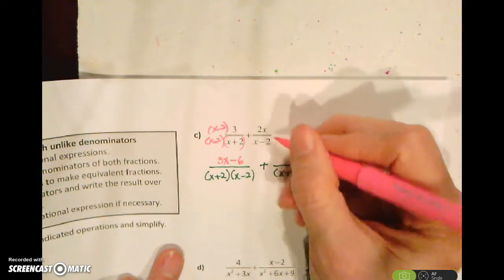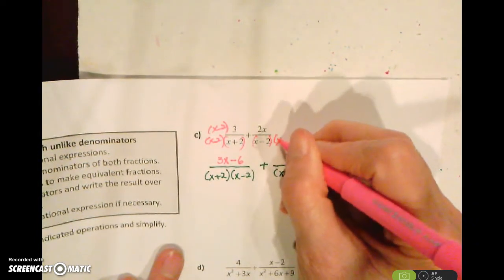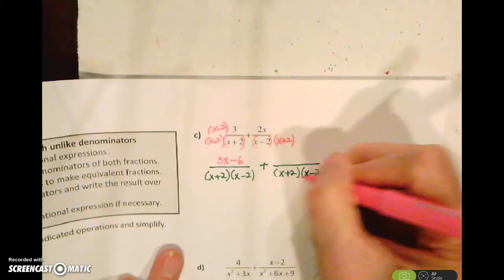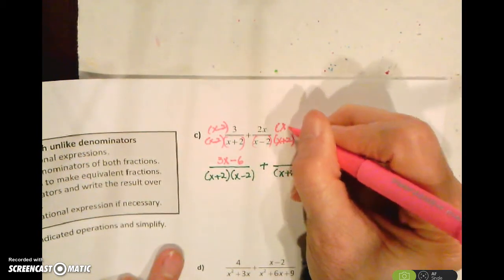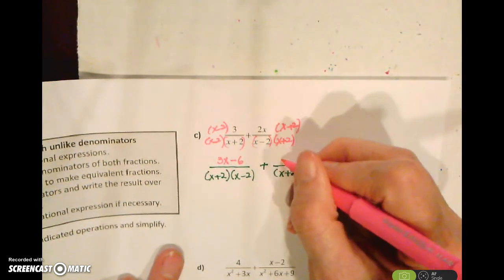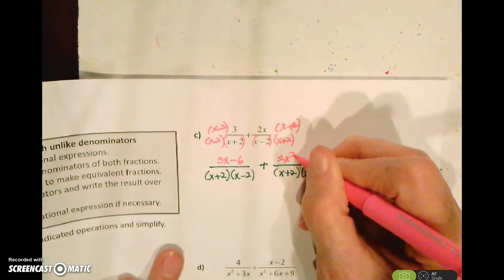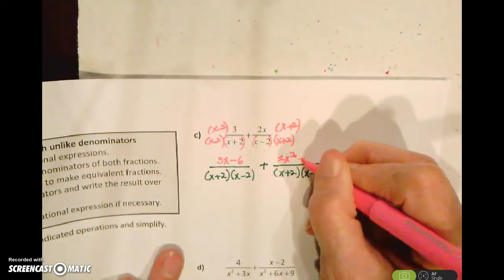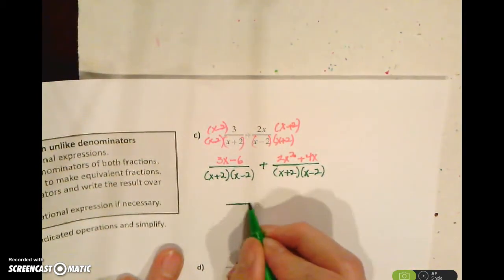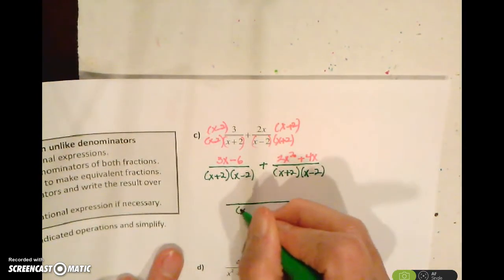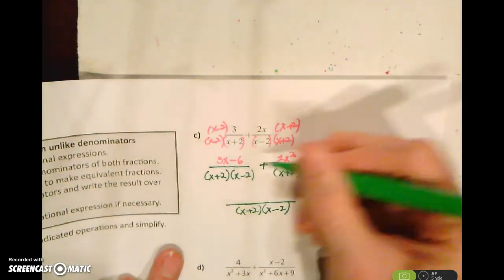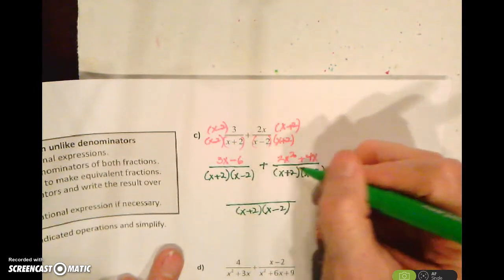And on the right fraction, I'm going to multiply it by x plus 2. So I need to make sure I get what's missing down here, and then do the same thing in the numerator. So that when I multiply, I'm going to get 2x squared plus 4x. So that when I add them together into one fraction, my denominator is x plus 2, x minus 2. I'm going to add these all up.